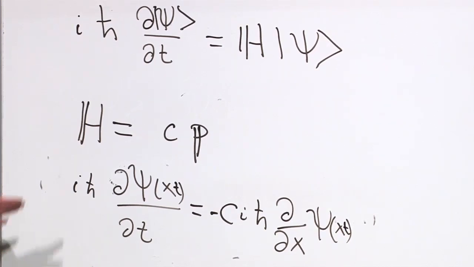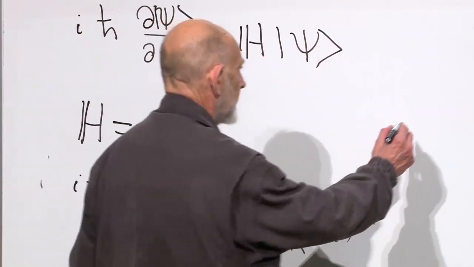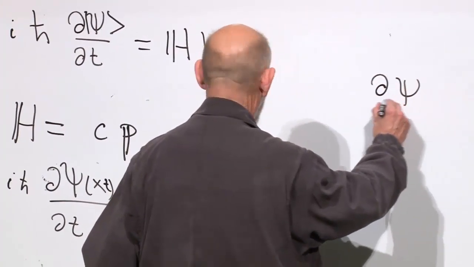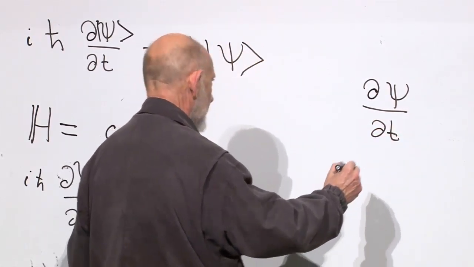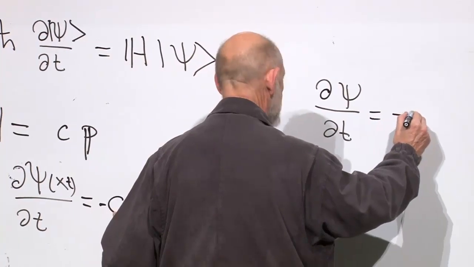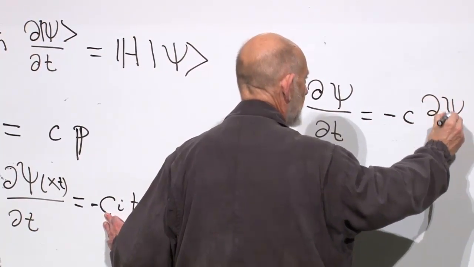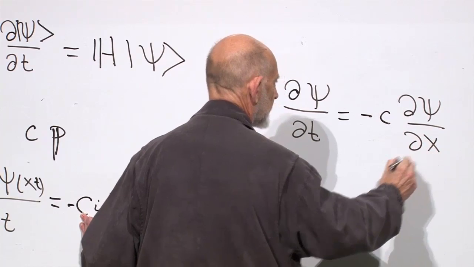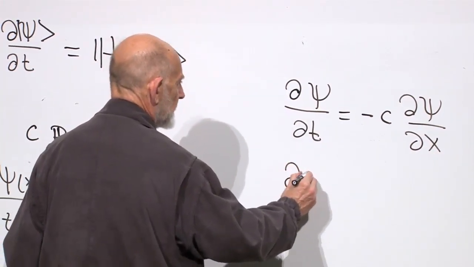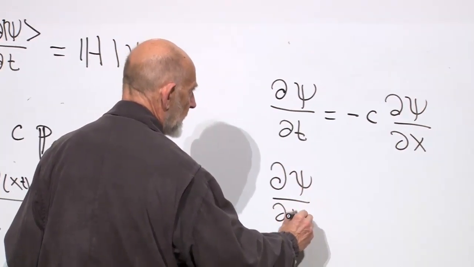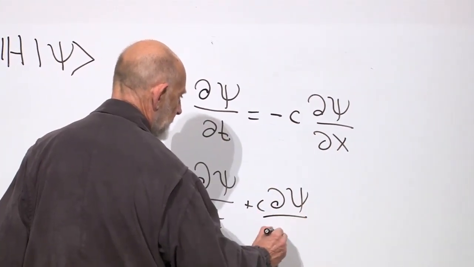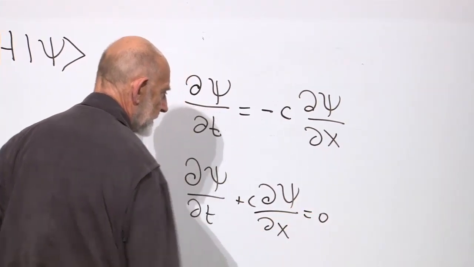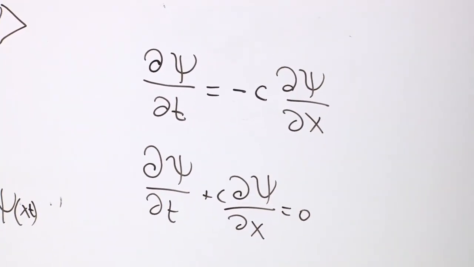Okay, let's cancel out the i h bars. And I just get d psi by dt is equal to minus C times d psi by dx. Or d psi by dt plus C times d psi by dx is equal to 0. That's a pretty simple equation.